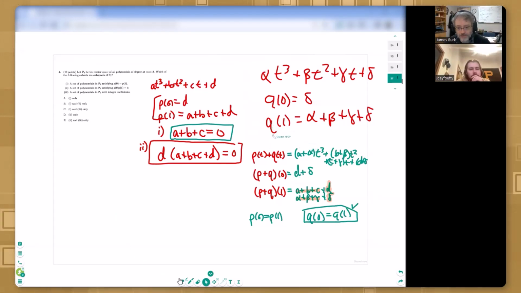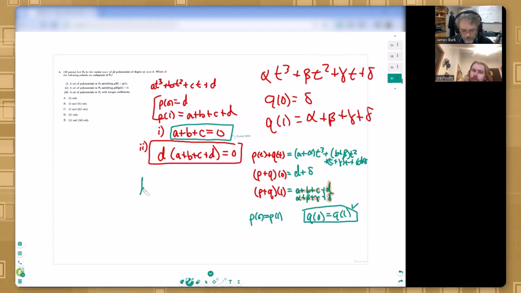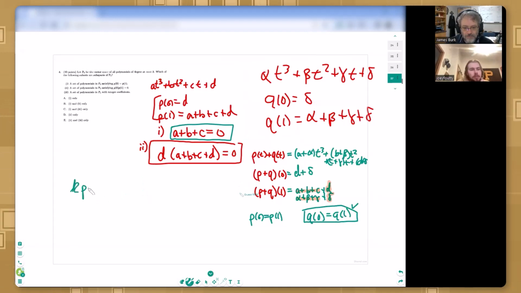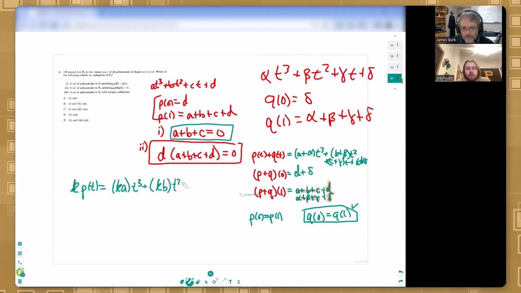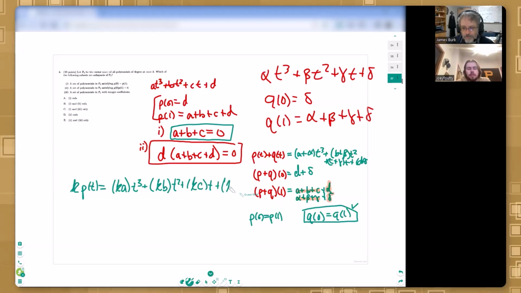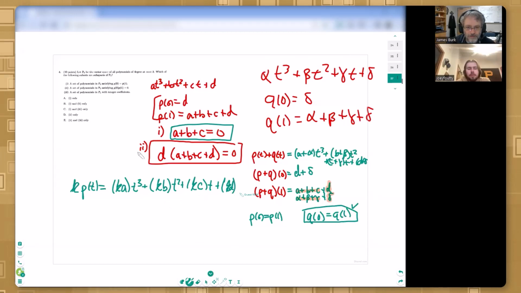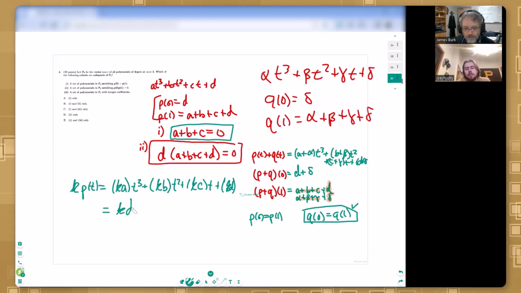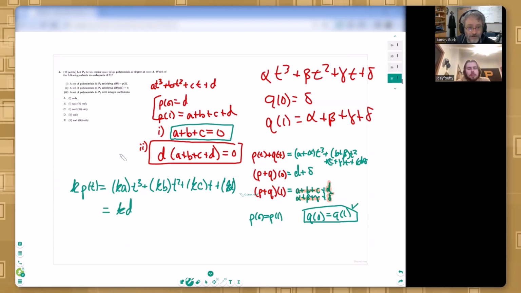Now, the next thing is you have to check to see if you do a scaling. So if I was to take a constant, multiply it by the polynomial, I'll just push it in with all the coefficients. And if you were to plug in 0, what you're going to get out of this is k and then d. And if you plug in 1, what you get out of it is the summation of all your terms.